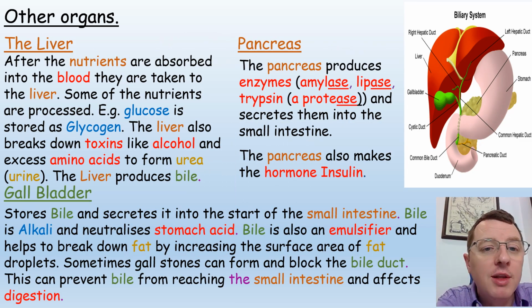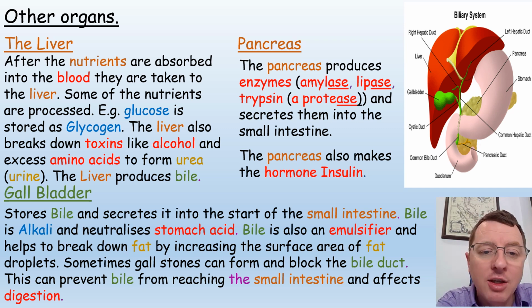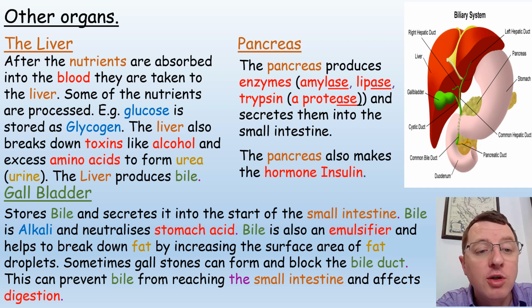Well, if we start with the liver, after the nutrients are absorbed into the blood from the small intestine, they are taken directly to the liver, and some of the nutrients are processed. For example, any excess glucose can be stored as the carbohydrate glycogen. The liver will also break down toxins like alcohol, and any excess amino acids will be broken down, deaminated, to form urea. And that urea will be combined with water and excess salts to form urine, which you will store in your bladder and then excrete. The liver also produces bile.